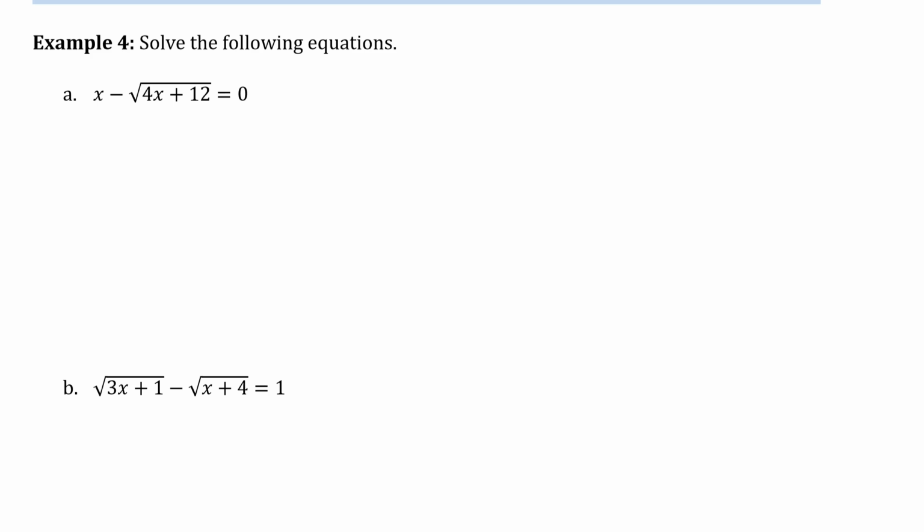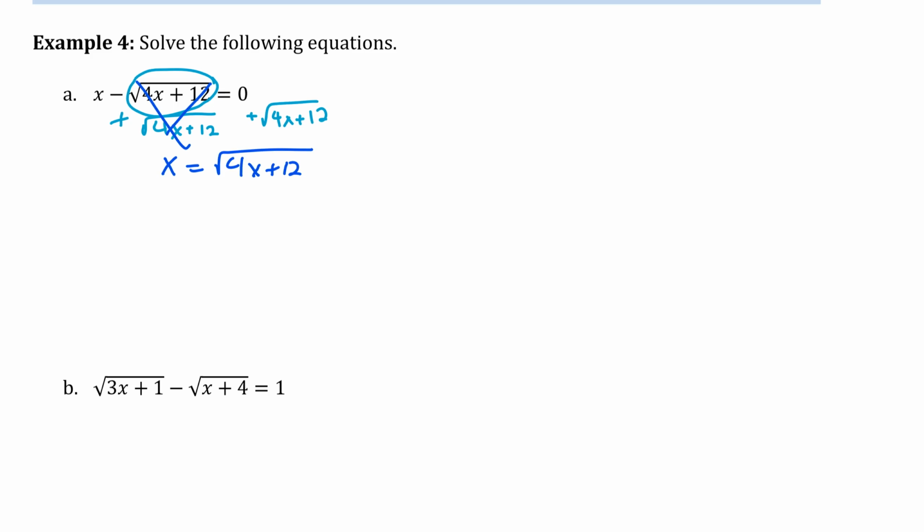So the first one that we have is x minus the square root of 4x plus 12 equals 0. So I want to get this thing by itself. So I'm going to add this entire thing to both sides of my equal sign. And so when I do that, those cancel, leaving me with x equals, well, 0 plus anything is just that thing.